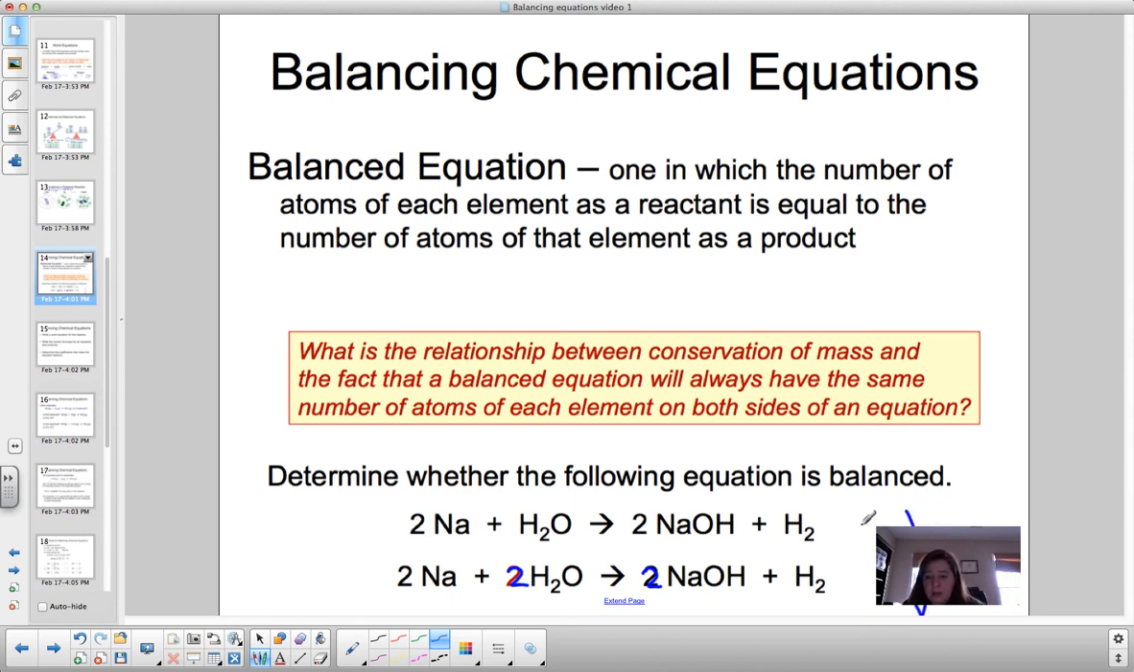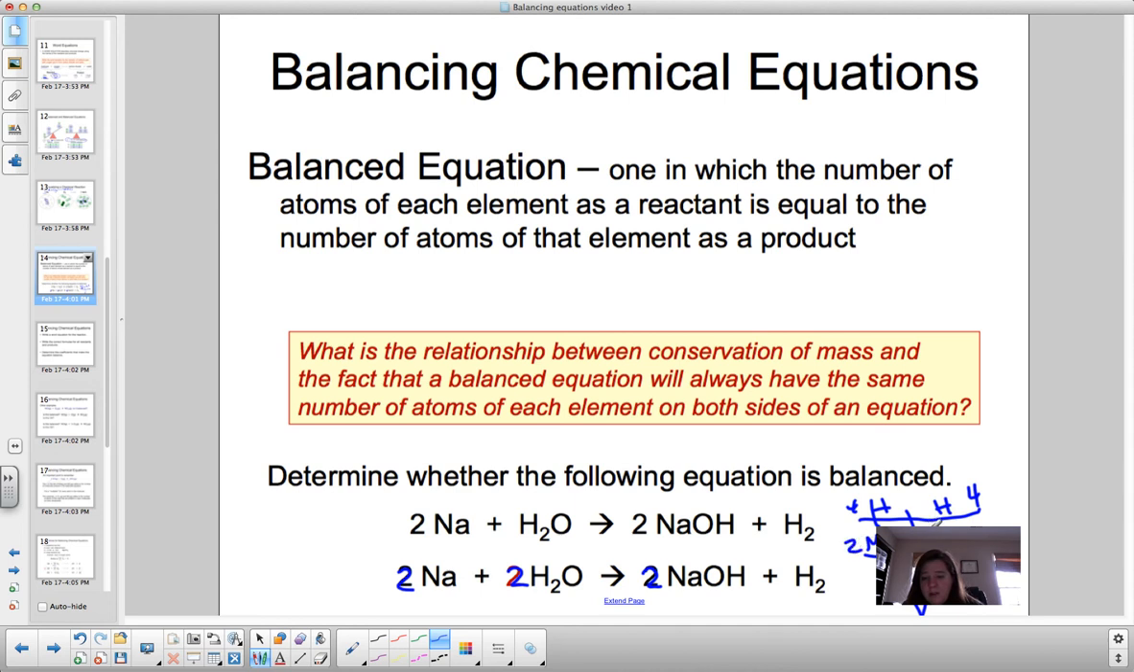As I said, you can make yourself a little chart. Sometimes this helps whenever you're balancing these for the first time. So hydrogens now have 4 on each side. Good. Now let's look at our sodium. On the left side, originally it had 1, but I put this coefficient out here in the front, so now I have 2. So I'm going to put a 2 here, and now I have 2 sodiums and 2 sodiums.